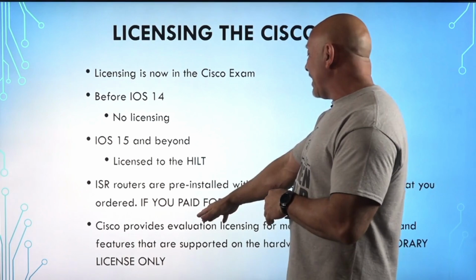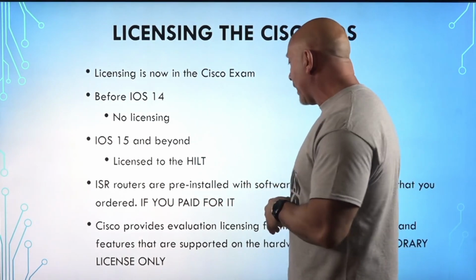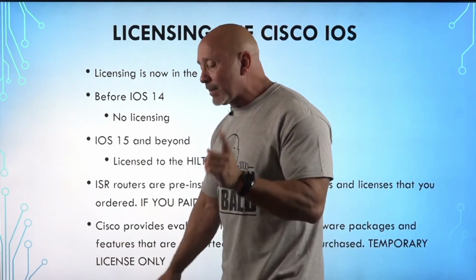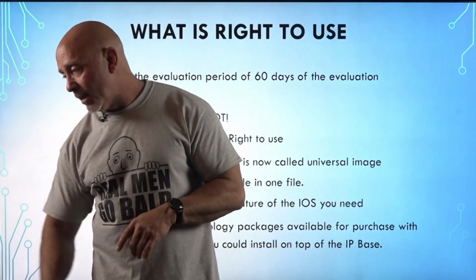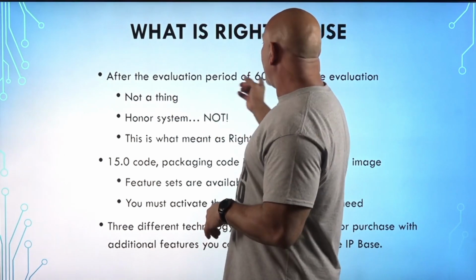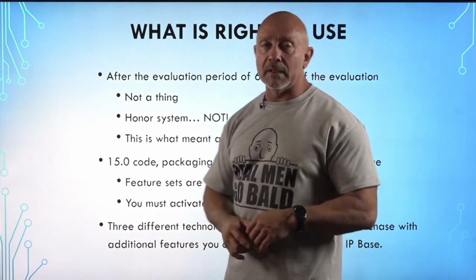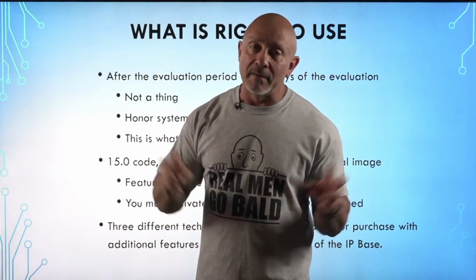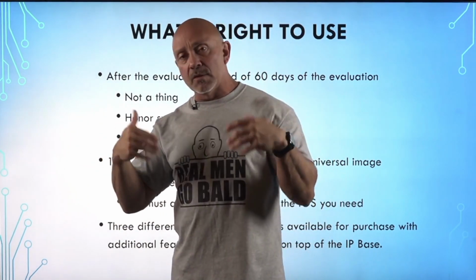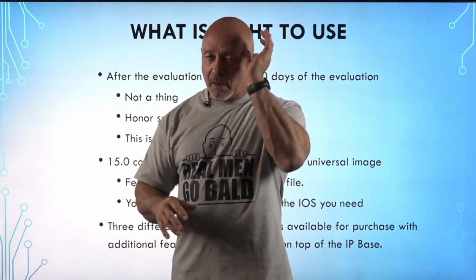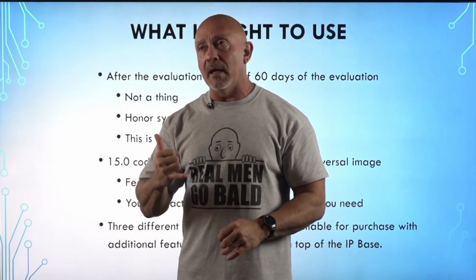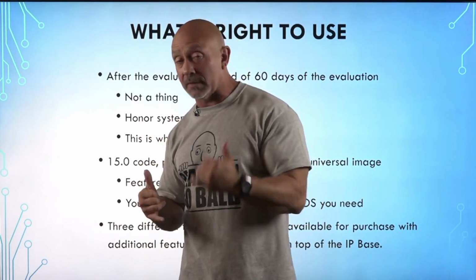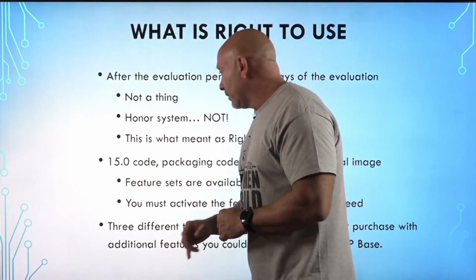Now, Cisco provides an evaluation licensing for most software packages and features that are supported by the hardware, and it's a temporary license only. But after the evaluation period of 60 days is over, nothing happens. Go back to the honor system. So they give you a temporary license, right? It's an evaluation copy, but it continues on and on, unless you say, "Hey, Cisco, yeah, it ran out. Can you please, I want to buy it now." So it's based on you.